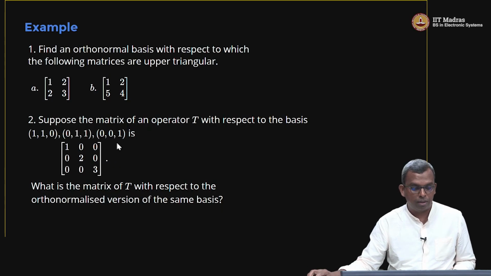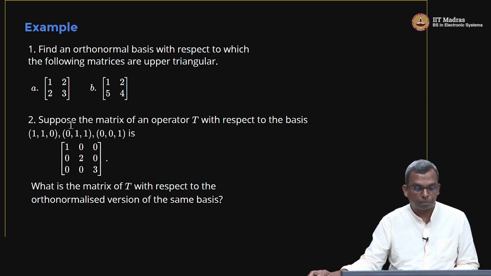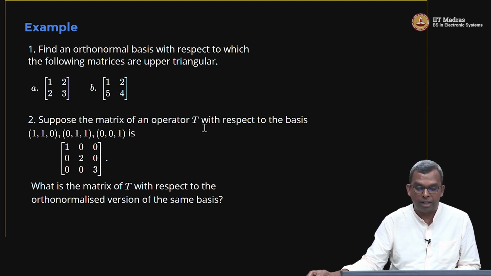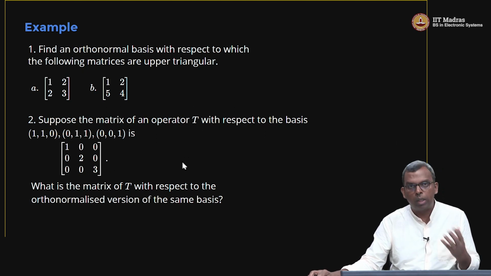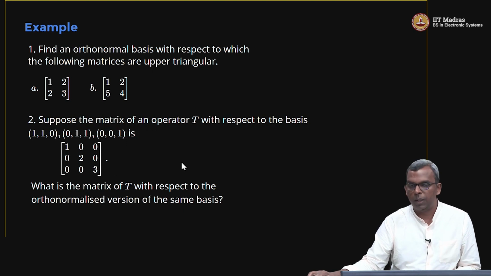Okay. So there is another problem here which further works on this. There is a matrix of an operator T with respect to a non-orthogonal basis, it is diagonal. What will be the matrix of T with respect to an orthonormalized version of the same basis? Okay. So first find the matrix of T with respect to the canonical basis, it is sometimes easier, and then go through the orthonormalization, find out what the matrix is, you will get an upper triangular matrix. Okay. So that concludes our study of orthonormalization and orthogonal basis. Thank you.